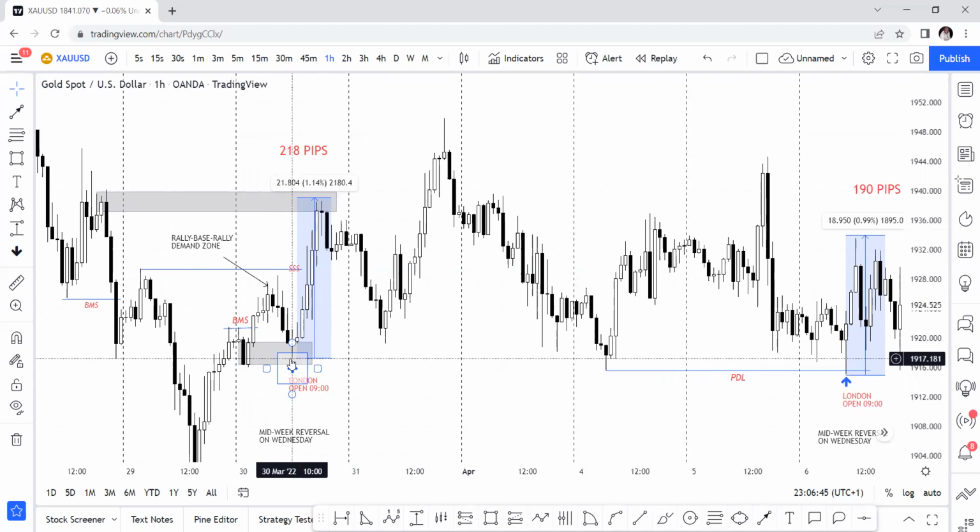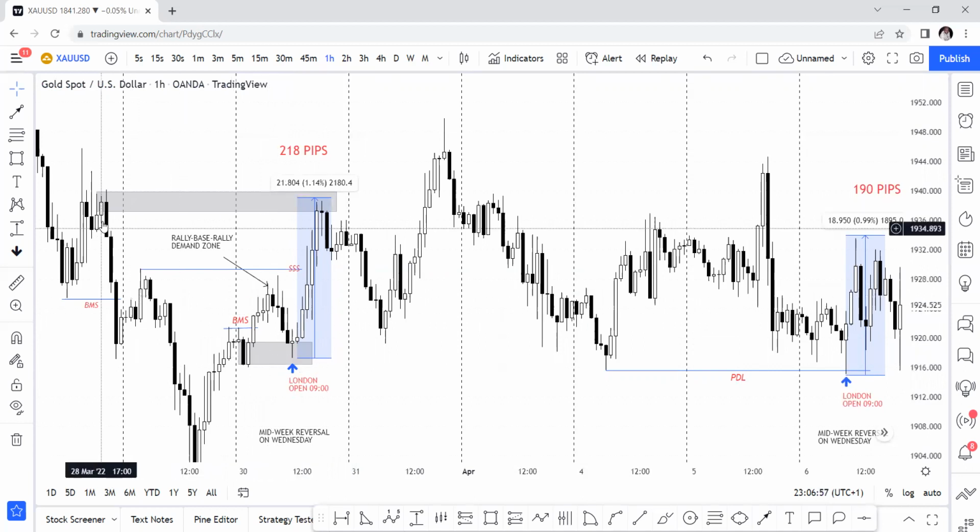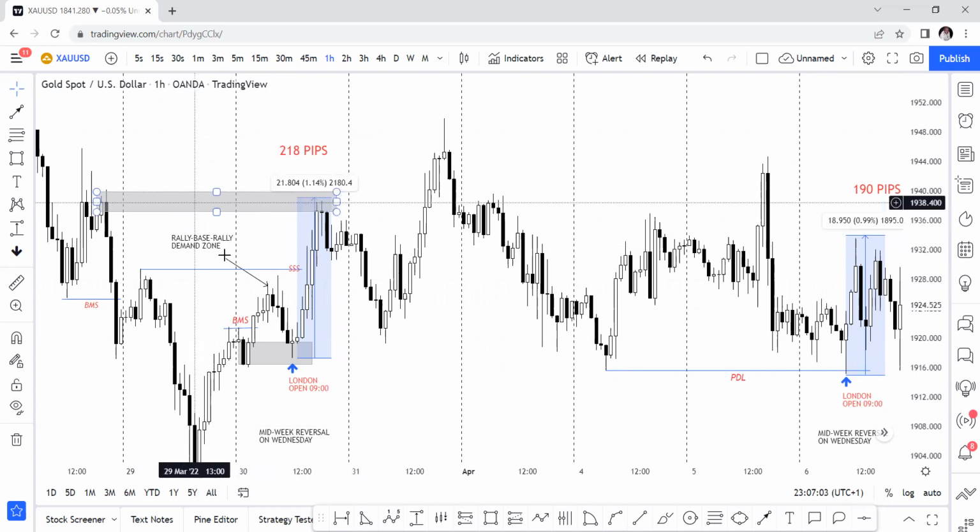London opening session to complete this cycle, right? Into that supply zone, because this is a strong supply zone. This is the intermediate demand zone. This is stronger external supply zone. So it was covered, liquidity was covered up.